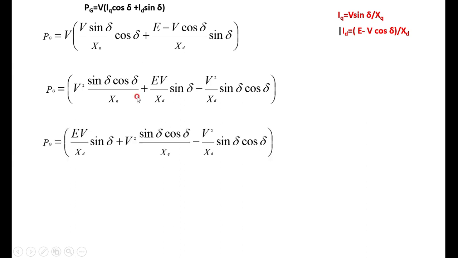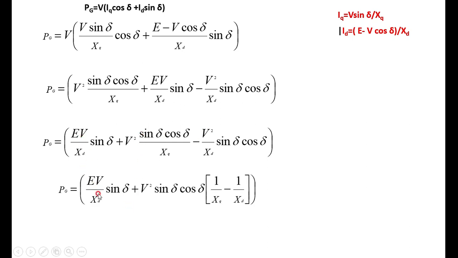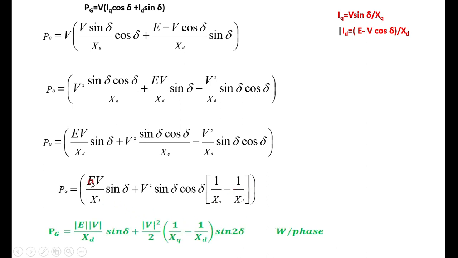Further, I am regrouping the things, that is taking EV by XT sin delta first, then V square sin delta by XQ, minus V square by XT sin delta cos delta. In both the terms, V square sin delta cos delta is common, that I am taking common. The first term I am keeping as it is. In the second term I am taking V square sin delta cos delta common. Then what is left in the bracket is 1 by XQ minus 1 by XT. Then this is EV by XD sin delta, plus V square sin delta cos delta.